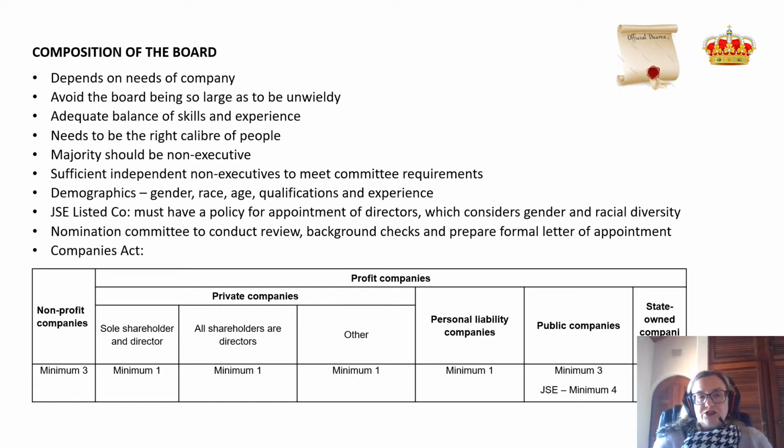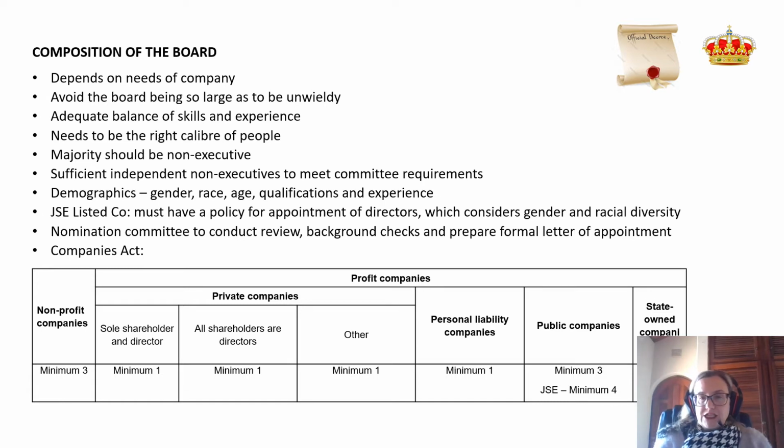But we also need to ensure that we have an adequate balance of skills and experience in our board in order to run the company properly and to deliver that strategy. It also needs to be the right caliber of people. If you think back to section 76.3, that subjective and objective test, we need to have the right sort of people around the table. King says the majority of the directors around the table should be non-executives, so people who are not dependent on the company for their day-to-day jobs. And there should be sufficient independent non-executives in order to meet the committee requirements.